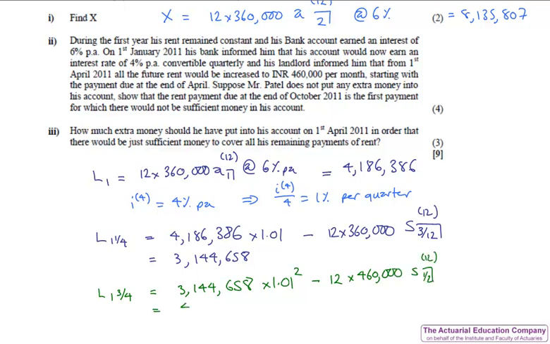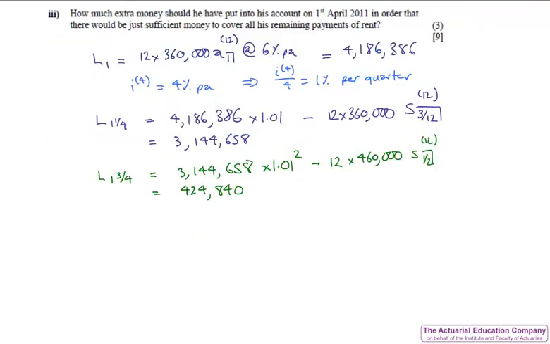This gives us a value of 424,840, or if you kept full accuracy, 821. Since this is less than the monthly payment of 460,000, it means we won't be able to afford the next payment. And for the final part of this question, we're asked how much money we should have put in the account on the 1st of April so we could just cover the remaining payments.